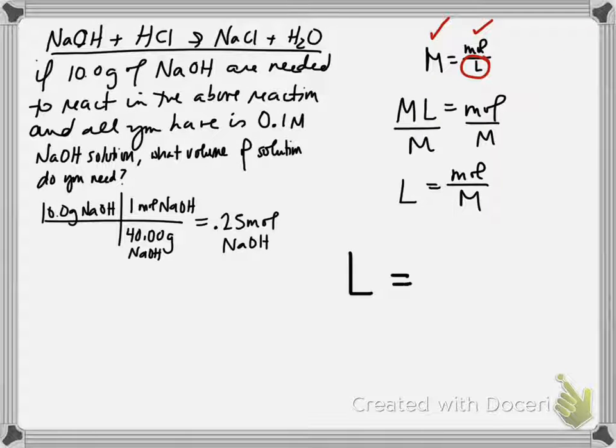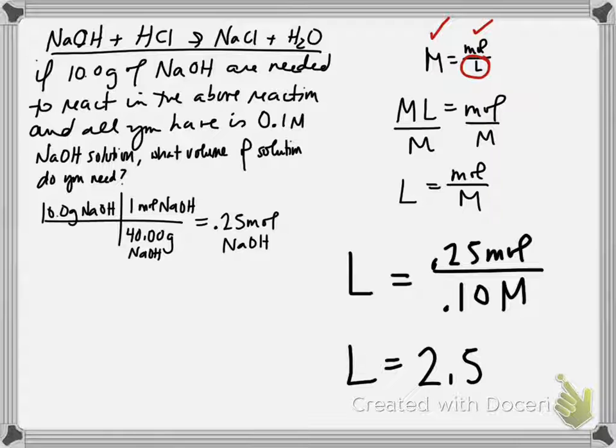Okay, so now the volume of solution needed is going to be 0.25 moles divided by 0.10 molar solution. We're going to need 2.5 liters of this stuff. Okay, it's a lot of solution to get 10 grams of sodium hydroxide. That's because it's a really dilute solution. It's not very concentrated. If we were dealing with 1 molar solution, we would need a tiny fraction of that. We would need 1/10 that much because it's a direct relationship.